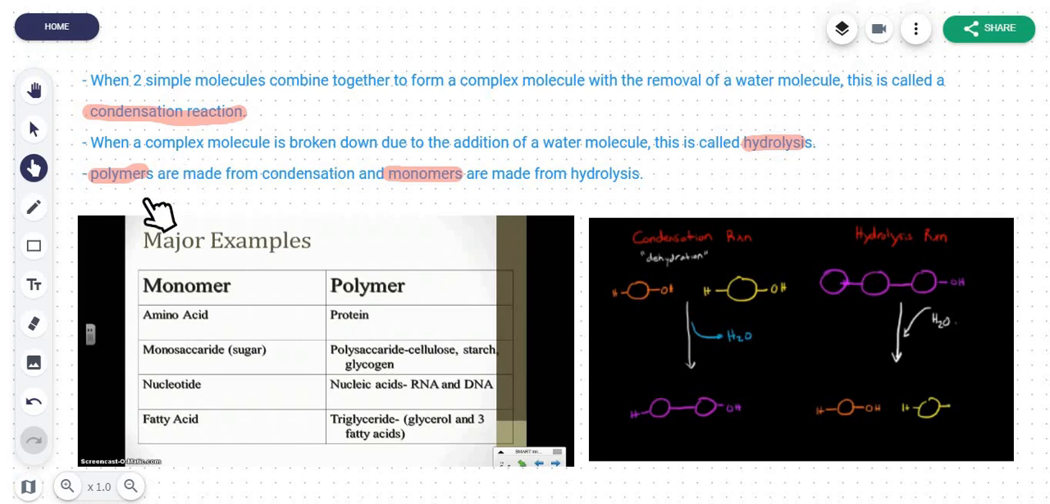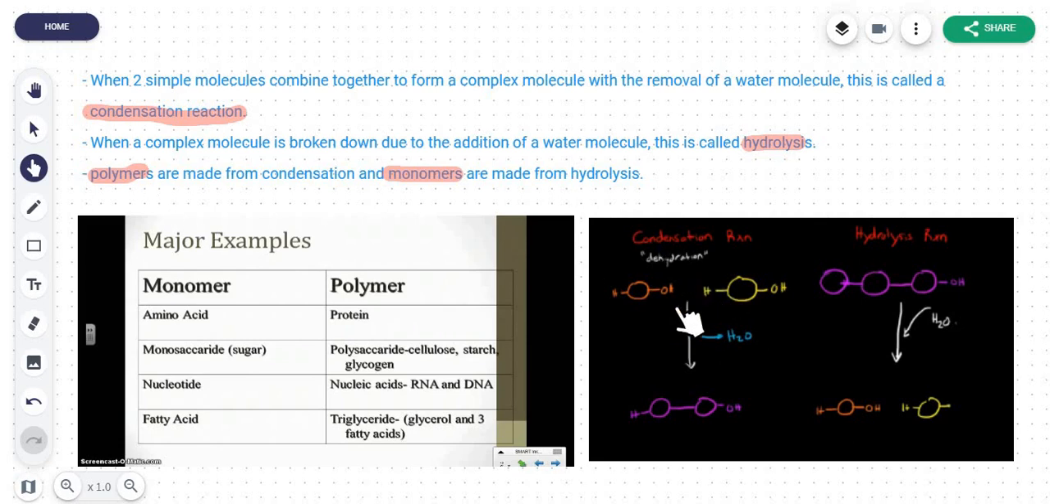So I explained it earlier. Polymers are made from the condensation reaction. Here, polymers are made from condensation, and monomers can be made from hydrolysis. To break down a polymer, you need to perform hydrolysis.